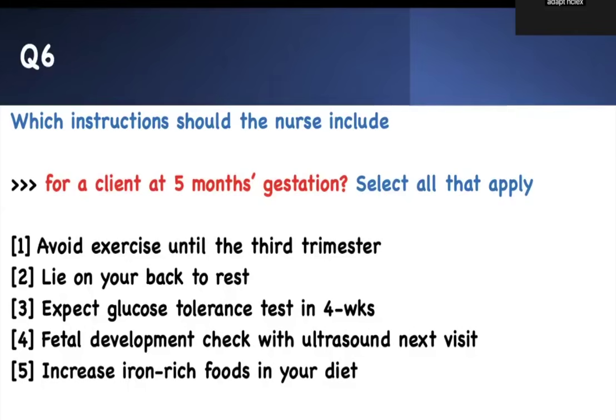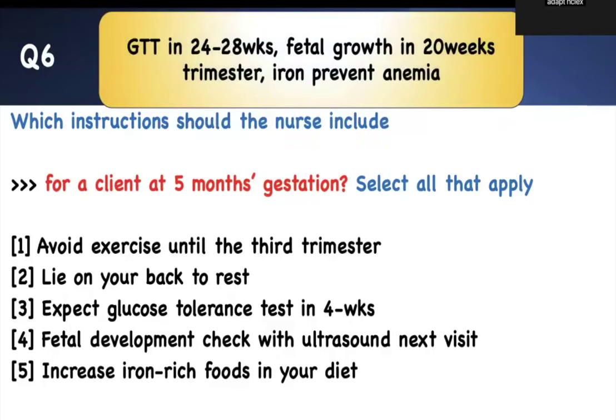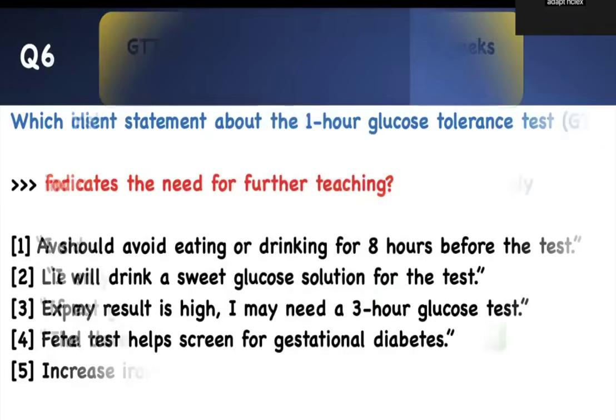Glucose tolerance test is done in what? In 24 to 28 weeks. So that is in the right range. At 20 weeks, we do a fetal development check with the ultrasound. A pregnant lady should not lay on her back after 20 weeks. So that's bad. She's 5 months. That's not good. And then she can continue to exercise as much as possible. So this is the content related to this question. Therefore, iron-rich food, getting glucose tolerance in a few weeks, and then getting an ultrasound to look at fetal development.